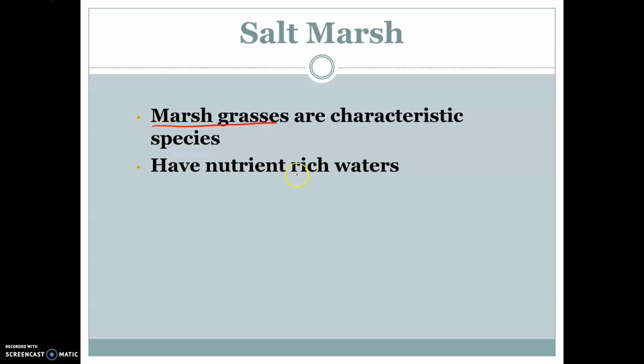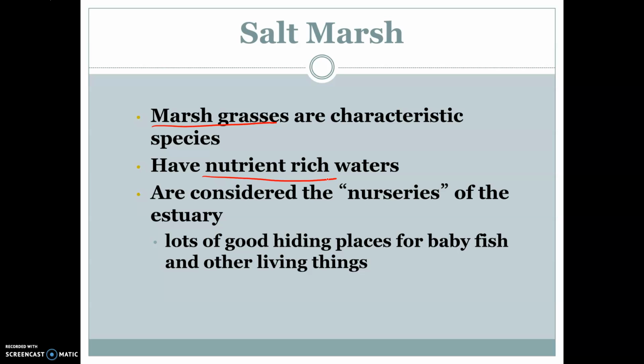Our salt marsh is also going to have very nutrient-rich waters, and these ones are especially the nurseries of the estuary communities. So there are many good hiding places for these baby fish and other organisms that are going to come here to breed and raise their young, which is why we're going to use these as our very specific nursery per se.